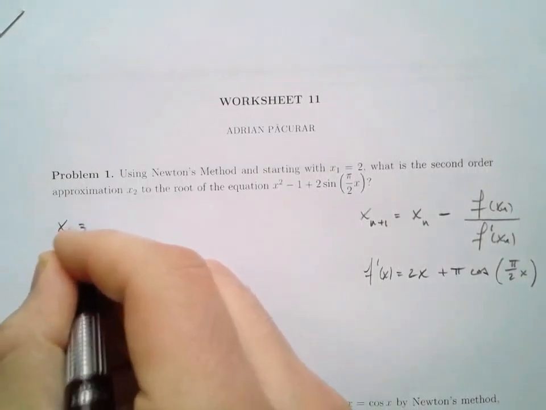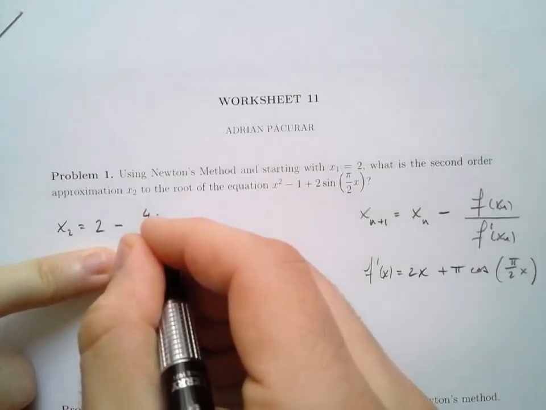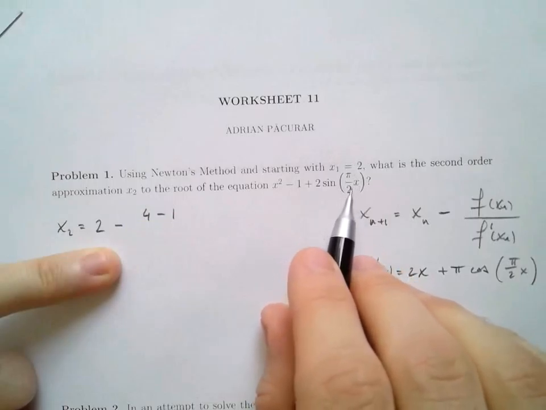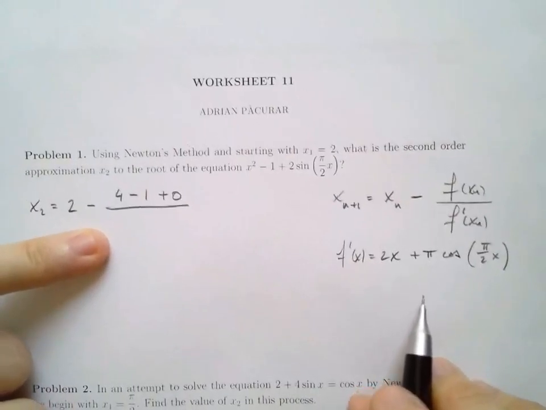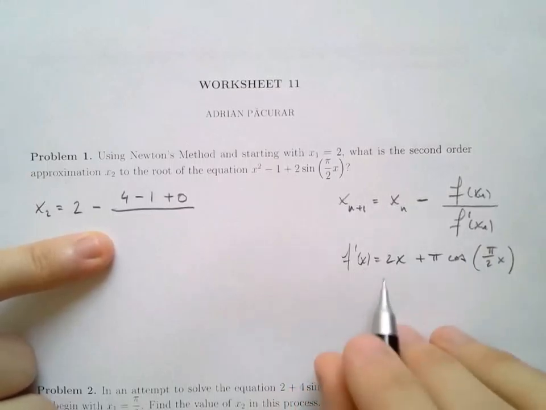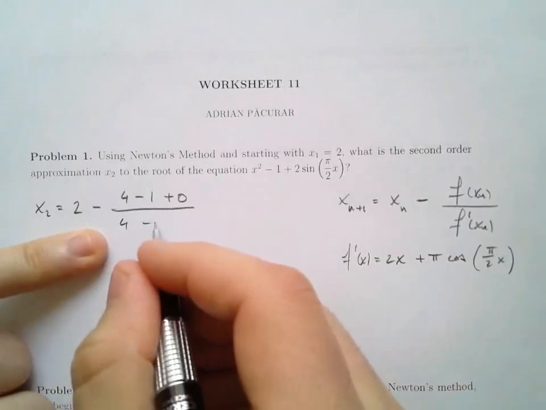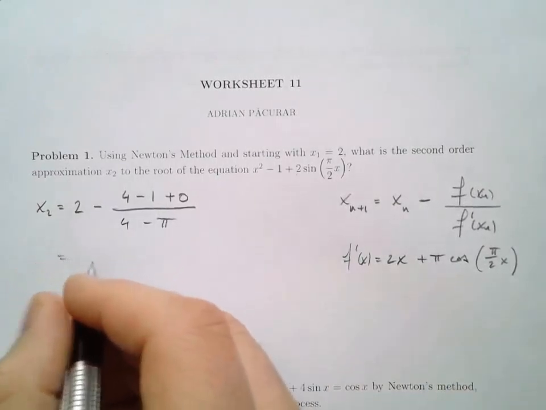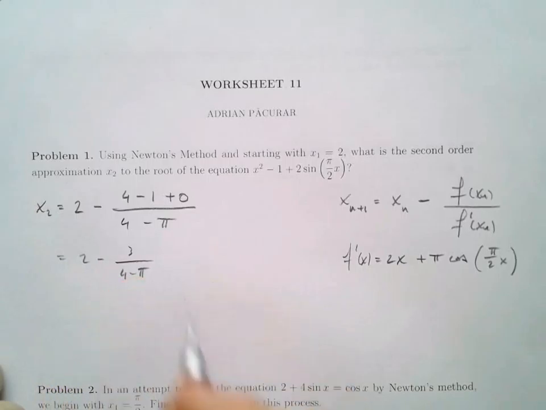Let's see, x sub 2, that's going to be x sub 1, so 2 minus f of x sub 1, so that's 4 minus 1. Okay, sine of pi over 2 times x, that's going to be just sine of pi, which is 0, so that drops. Now, when I plug in 2 into the derivative, I get a 4 here. And cosine of pi is negative 1, so I just subtract this pi here. Okay, and so let's see what that ends up being. That's just 2 minus 4 minus 1 is 3 on top over 4 minus pi, and I'll leave it like that because it's not going to be a very nice looking answer.